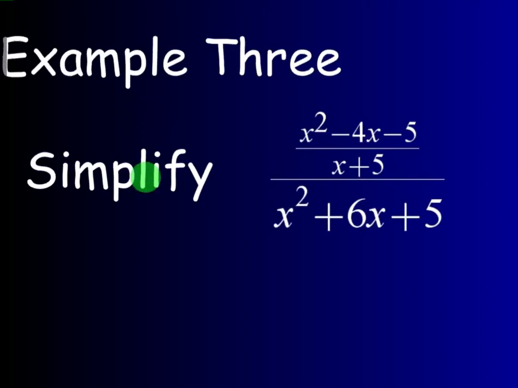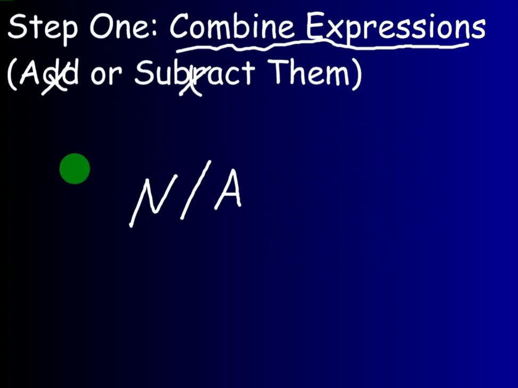Okay, now we're going to be taking a look at simplifying complex fractions, example 3. And why is this a complex fraction? Because we have a fraction, this is the numerator of the big fraction, divided by this denominator. So we have a fraction within a bigger fraction. That's a complex fraction.